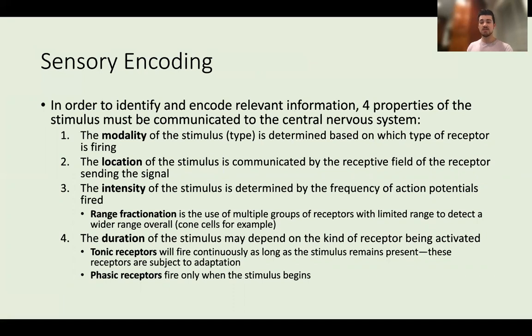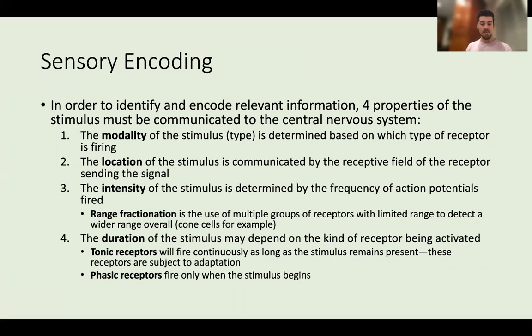The location of the stimulus also is communicated by the receptive field of the receptor sending the signal. I don't want to make that sound too complicated. We have a widespread nervous system, so the location of the stimulus is communicated to the central nervous system. The multiple neurons that are in that location will fire in a similar location, and that's going to communicate to the central nervous system where the actual signal is coming from. Third, the intensity of the stimulus is determined by the frequency of action potentials fired. So the more action potentials fired in a specific amount of time, the more intense the signal is going to be.